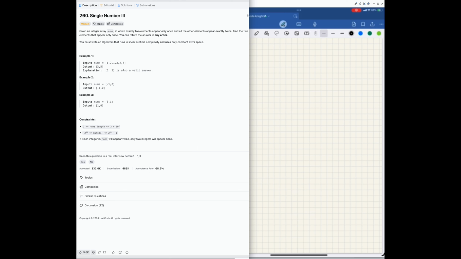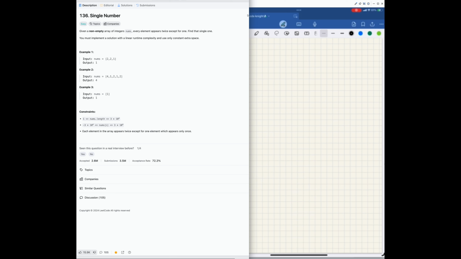Now, anytime you see a problem that says linear runtime complexity and constant space, and it's some kind of find an element that appears once or a couple of times in an array, typically that's indicative that it's some kind of bitwise manipulation type of problem. Now, in order to be able to solve this problem, you should know how to solve 136 Single Number. The reason for this is that Single Number 3 is an expansion of 136 Single Number. Now I'm going to talk about how to solve this really quickly.